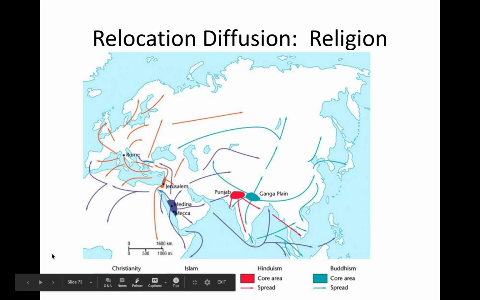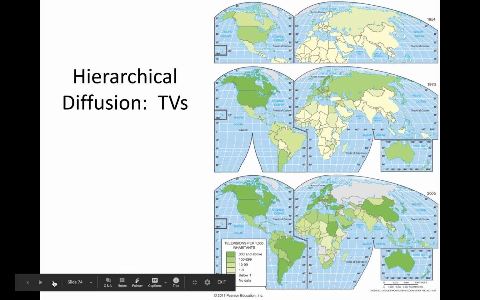Relocation, again, we can see with religion, slow moving. People move, they take it with them. It's like luggage. We can see hierarchical, TV companies, large broadcasting companies have a lot of power and authority with the diffusion, spreading of media content.